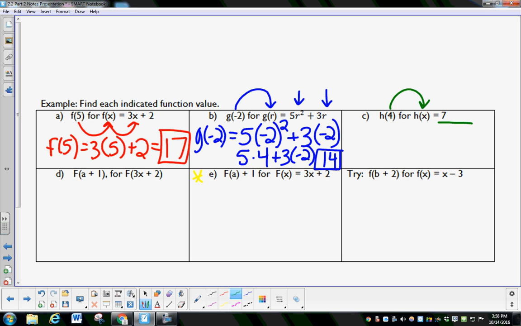That's really just saying it equals 7 no matter what. You don't really input anything. It means no matter what you input, it's 7. So there's nowhere to plug that 4 in, so the answer is just 7. 7 no matter what.